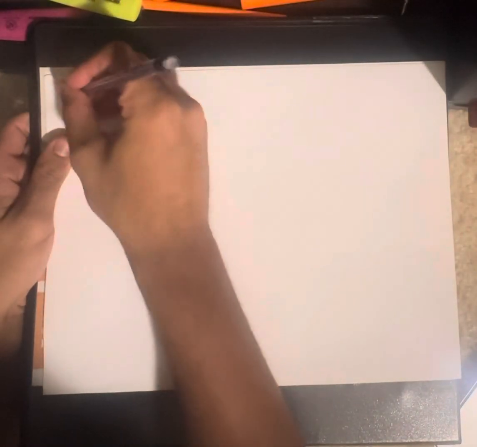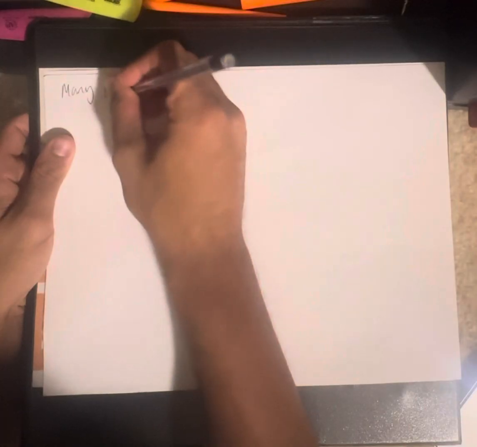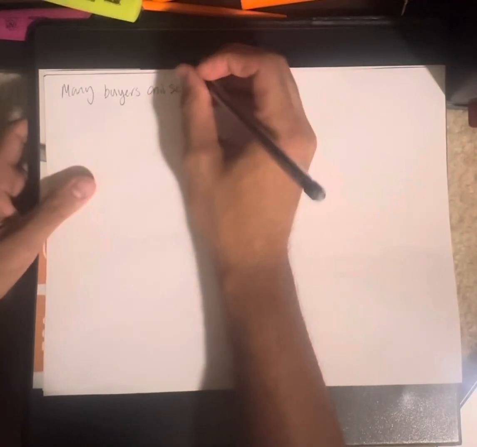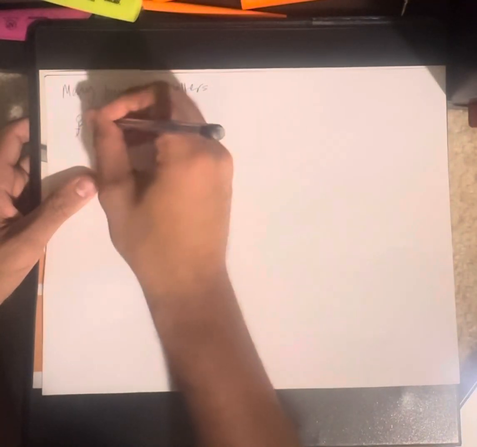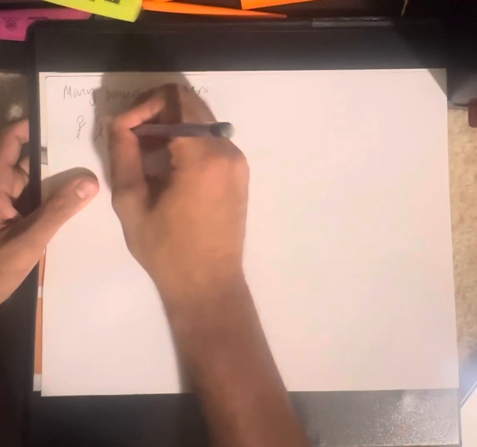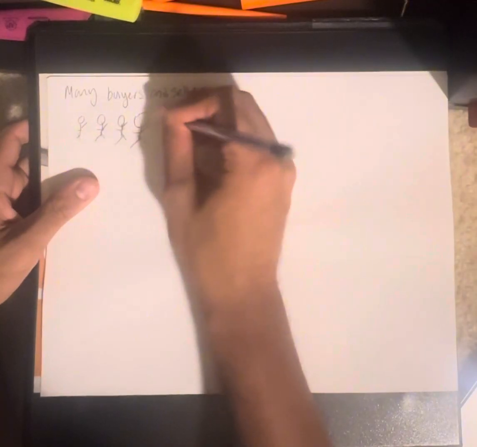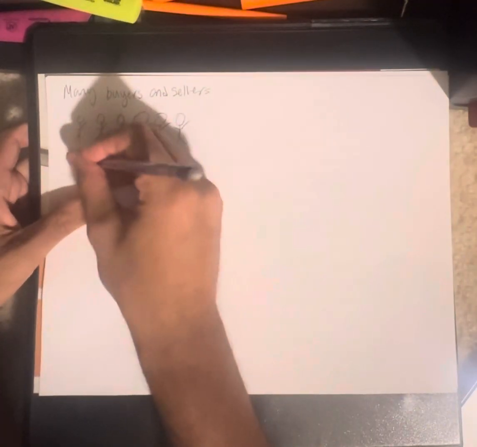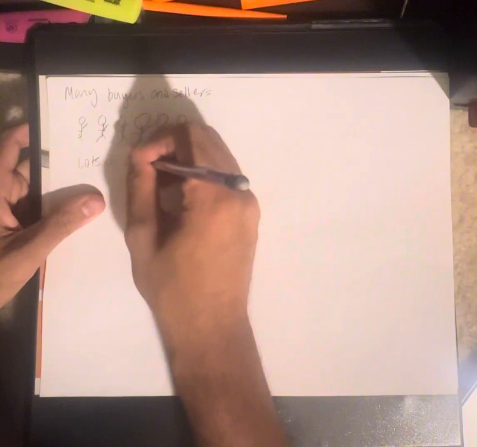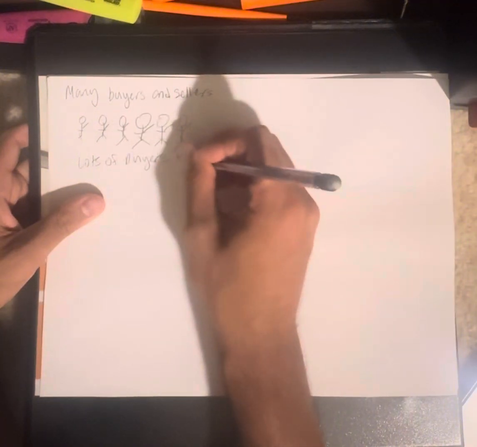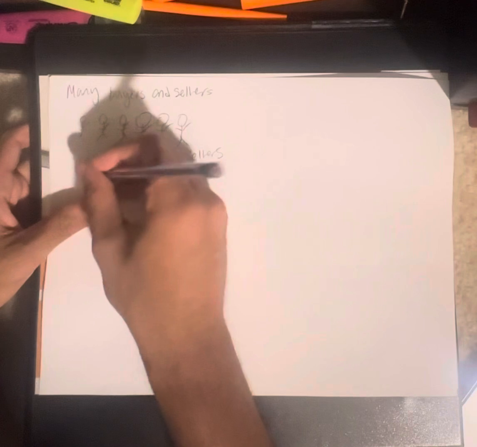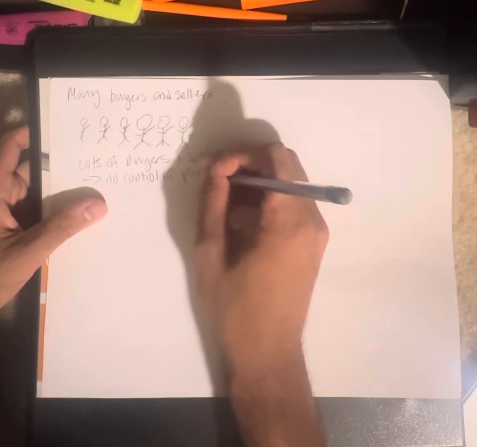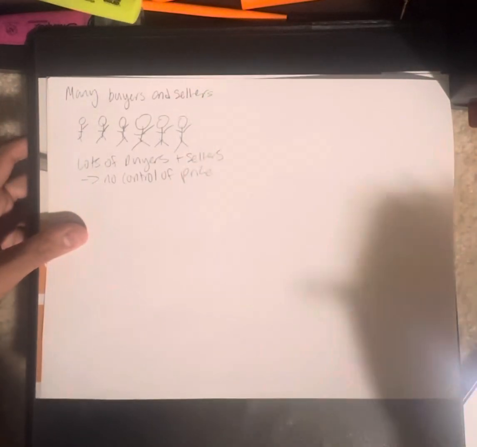Perfect competition has a huge number of buyers and sellers. Since everyone is so small compared to the whole market, no single firm can actually influence the price. There are many buyers here, which I'm drawing with the stick figures. There are lots of buyers and lots of sellers, but no control of price.